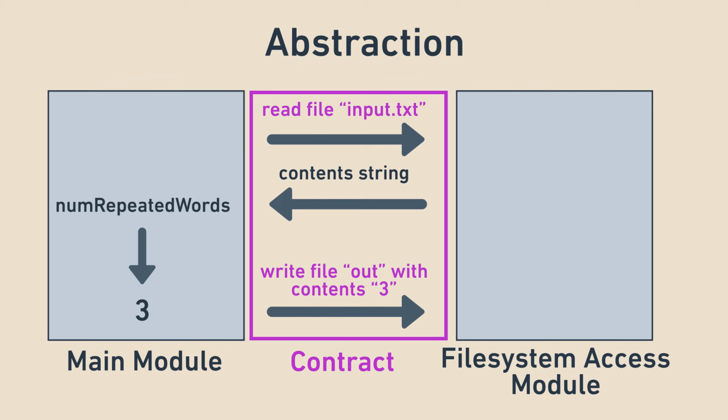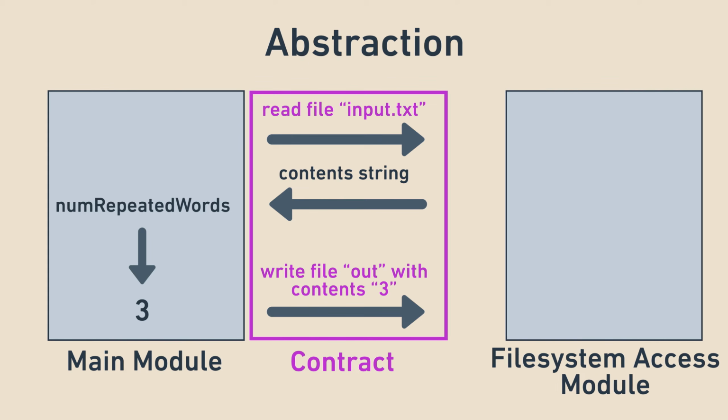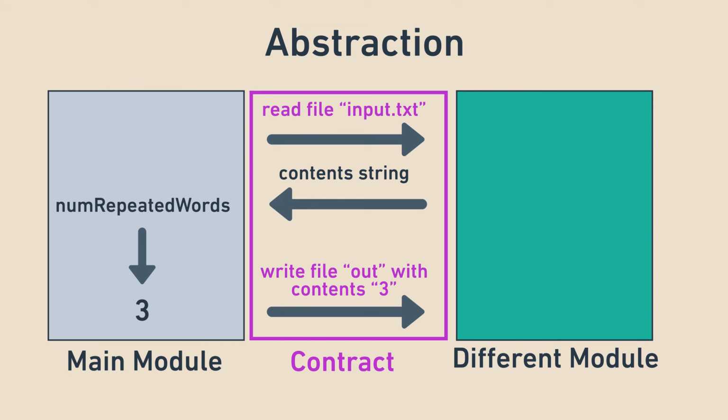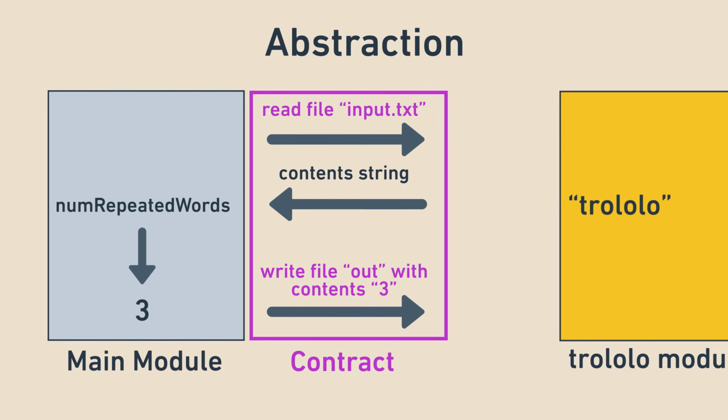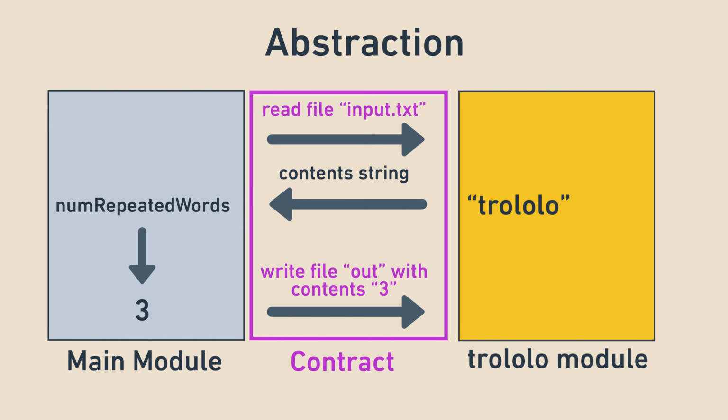This is important because if two modules have the same interface, then they can be freely swapped around with almost no code changes. I can make a new Filesystem access module that has the same contract but does something entirely different. This allows me to customize the behavior without having to rewrite big parts of my program, which is really helpful for testing. For example, I can make a new module that always returns trololo when asked to read a file. It might sound useless, but modules like that are really helpful for testing. We'll code one in just a second.